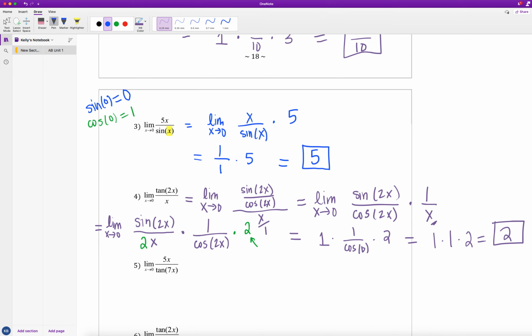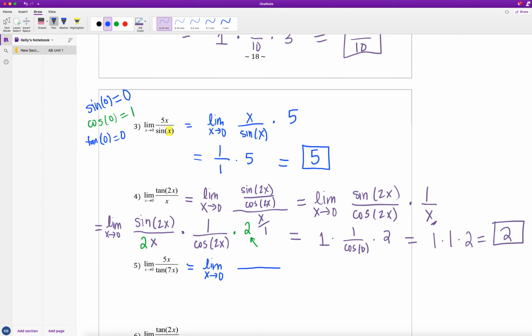Let's check example 5. So it looks very similar to 4. I just have flip-flopped where the tangent and where the x is. I'm going to go ahead and use the definition of tangent right away, because if I try direct substitution, I have 0 on the top, which could be okay, but in the denominator I also have 0, because tangent of 0 is equal to 0 as well, so this is an indeterminate form.